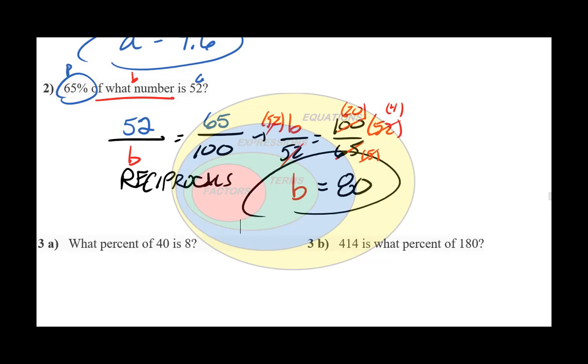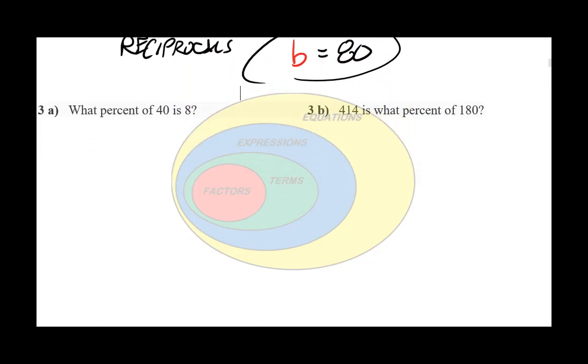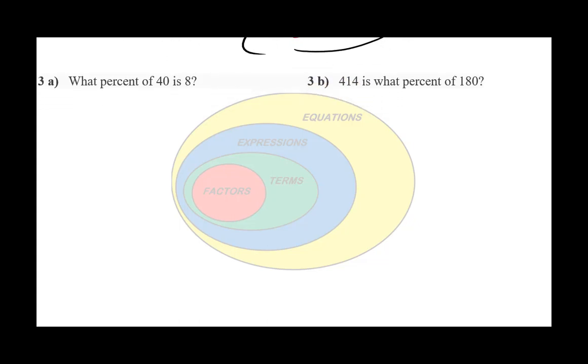All right, the last two problems are looking for the percent, and I have them both here. So again, we'll set these up as a percent proportion. We're looking for the P of 40. So of 40 would be the base, and then is 8 would be the A. So this would be 8 over 40.